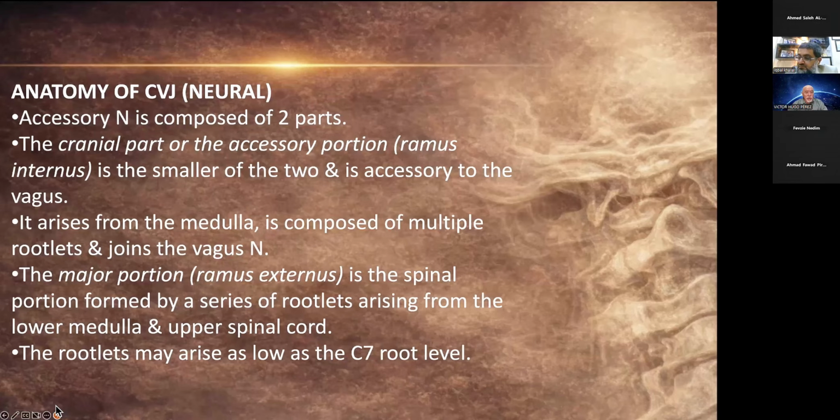The accessory nerve is composed of two parts. The cranial part, the ramus internus, is the smaller of the two and is accessory to the vagus. It arises from the medulla, is composed of multiple rootlets, and joins the vagus nerve. The major portion, the ramus externus, is the spinal portion, formed by a series of rootlets arising from the lower medulla and upper spinal cord. The rootlets may arise as low as the C7 root level.